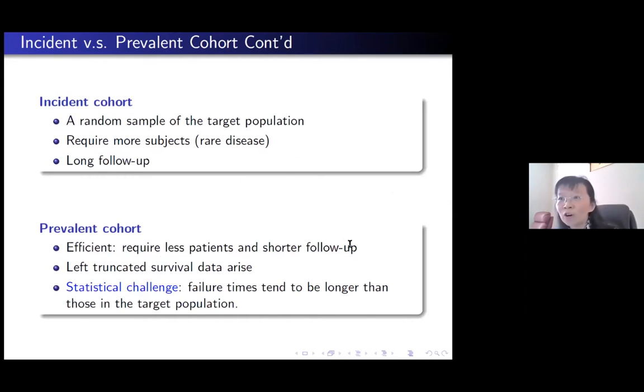The incident cohort often takes a long duration to observe enough incident cases for a rare disease. When the failure durations are quite long, this design takes a long follow-up to observe enough failure events as well. On the other hand, the prevalent sampling design draws samples from a disease-prevalent population and is consequently more efficient in terms of time and economic consideration.